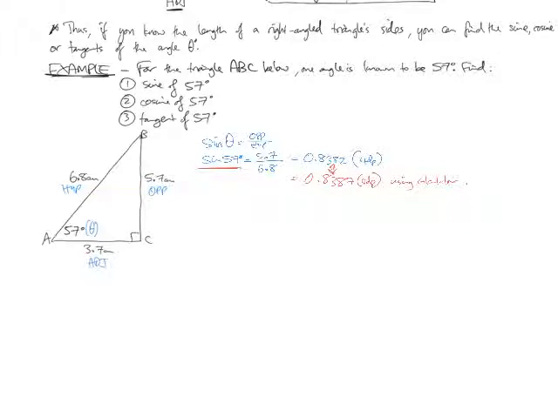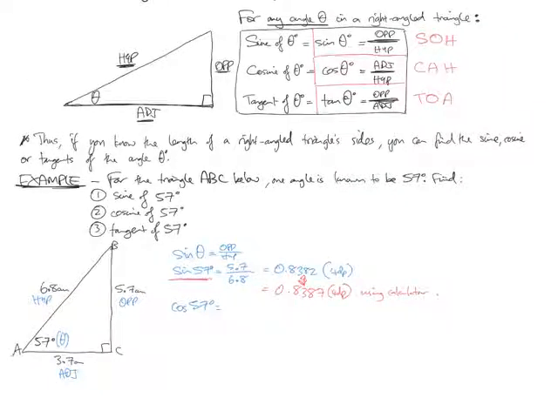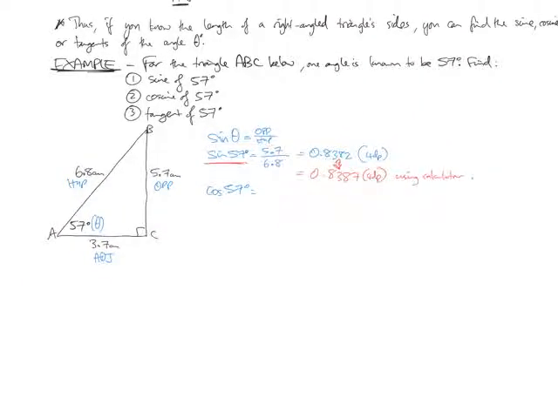Okay, let's find the cosine of 57 degrees. So cosine is the adjacent over the hypotenuse. So the adjacent is 3.7 and the hypotenuse is 6.8. So what is 3.7 divided by 6.8? 0.5441 to 4 decimal points. Let's check on the calculator if we get a similar answer. What's the cosine of 57 degrees? Cosine 57 on the calculator. That comes to the same thing, 0.5446, it's pretty close, to 4 decimal places using calculator.